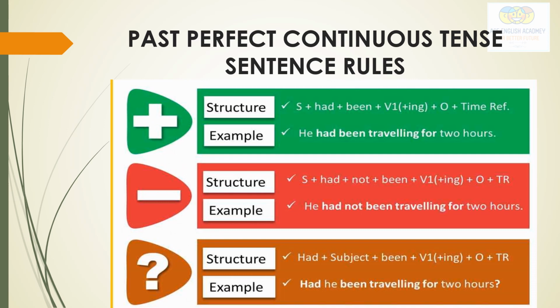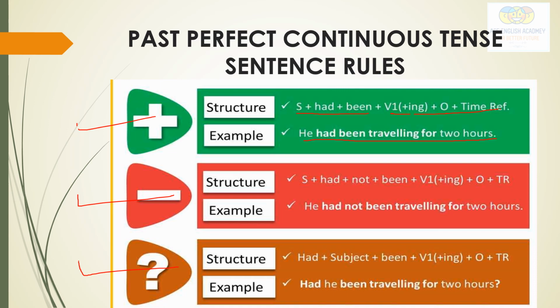So let's see here the rules of past perfect continuous tense for different types of sentences. These are affirmative sentences, these are negative sentences, and these are interrogative or question statements. So for affirmative, how we write? Subject, had been, verb first form, ing. So time reference we can use here. Time reference I have told you, since and for are used. So see here, he had been traveling for 2 hours. He had been traveling for 2 hours.